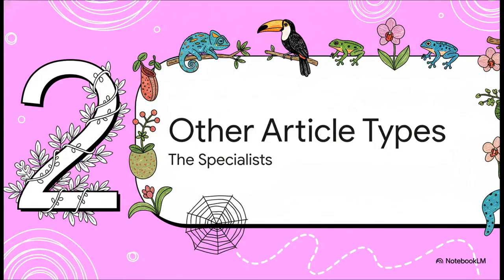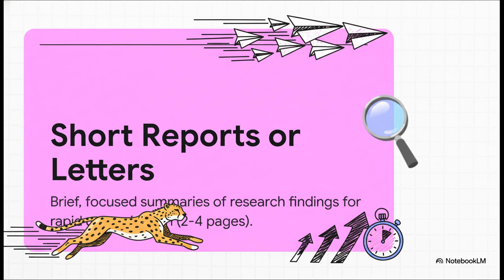All right, so once you get past those two giants, the jungle is filled with all sorts of other, more specialized creatures. Let's take a quick look at a few of these specialists, because each one has a really unique job to do in this whole ecosystem of knowledge. First up, we've got the short report, sometimes called a letter. Think of this one as the cheetah of the academic world. Its entire reason for existing is speed. When a scientist has a really big, time-sensitive discovery, this is how they get it out to the community fast. This is often where you see the breaking news of science appear first.